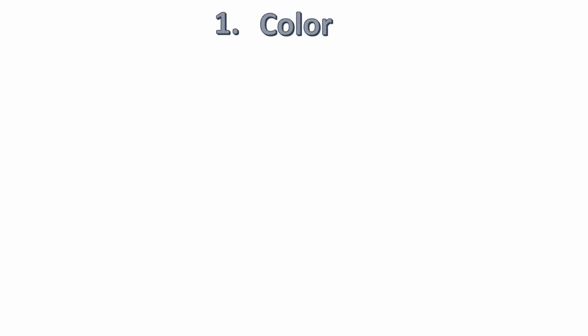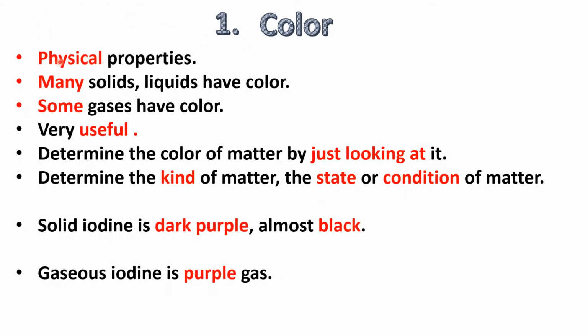First, color. Color is a physical property. Many solids and liquids have color. Some gases have color. Color is very useful. We can determine the color of matter by just looking at it. Also, we can determine the kind of matter and the state or condition of matter by color.